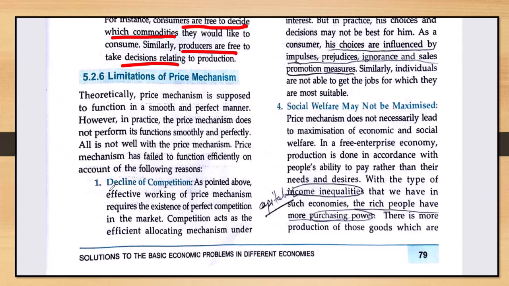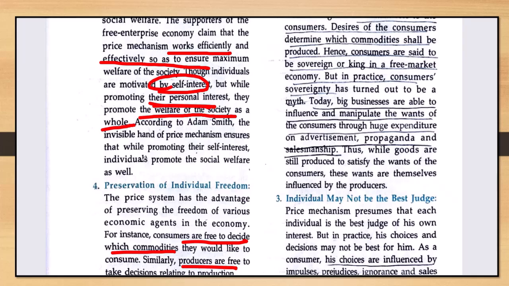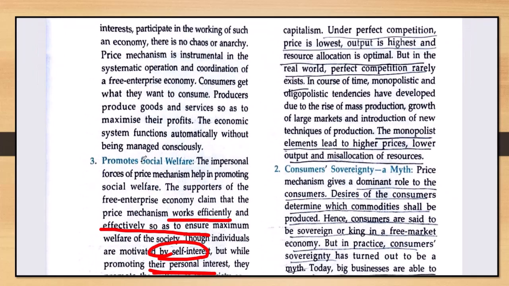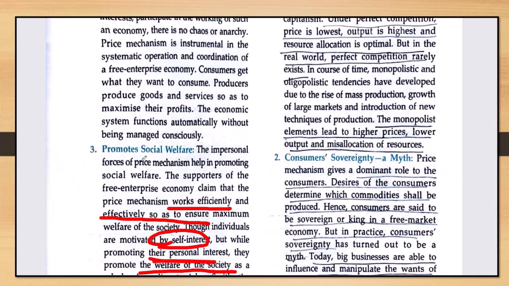Price mechanisms sometimes fail to function properly because of certain limitations. First, decline in competition. If there is a decline in the competition in the market, like under perfect market, where the large number of buyers and sellers, so basically there is very less competition within that kind of market, then the price mechanism fails.